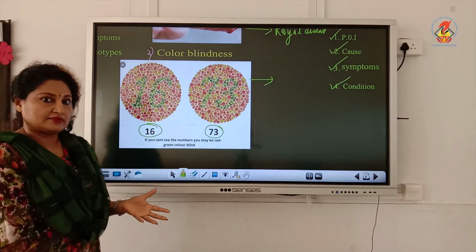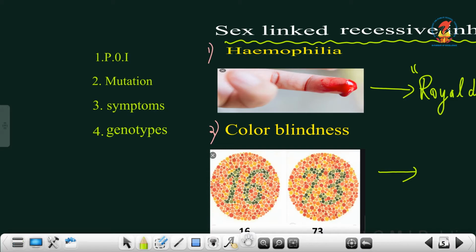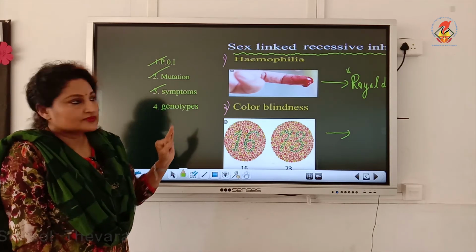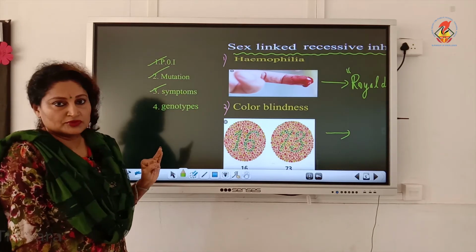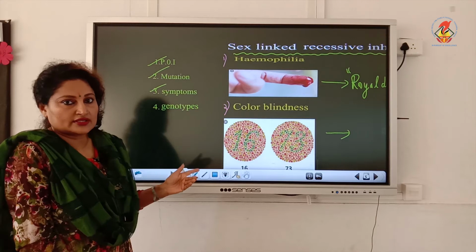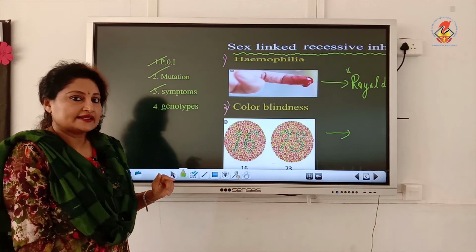I told you there are different types of color blindness, but here in the text they have emphasized the inability to distinguish between red and green colors. So, once again, hemophilia and colorblind have common characteristics. Up till number 3 it is common to both the diseases. The pattern of inheritance of hemophilia and colorblind is sex-linked recessive inheritance. Second, the cause of hemophilia or colorblind is mutation. And third, the symptom for hemophilia is the failure to clot, whereas for colorblind it is the inability to distinguish between red and green colors.